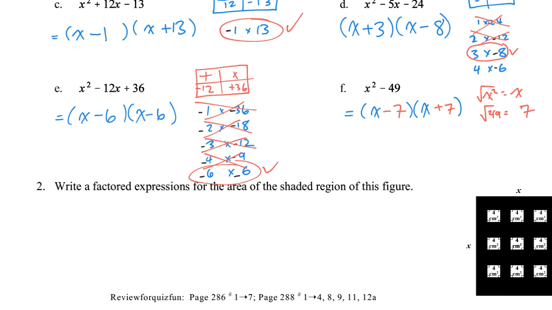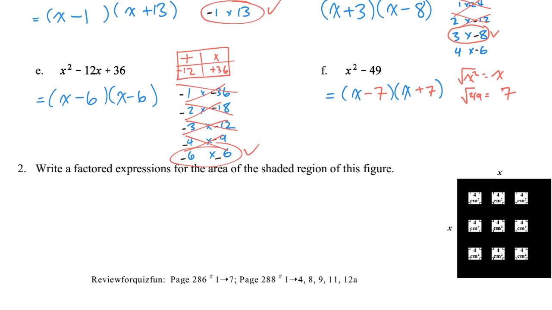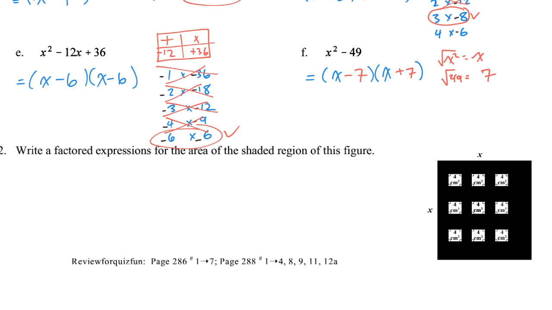Now, let's take a look at this last problem of the day. So, your job today, it says, write a factored expression of the area of the region. Okay, so if you look at this region, we have x and x, right? So the big area is x squared. So let's call this A big. A big is equal to x squared, right? It's just x times x, right?